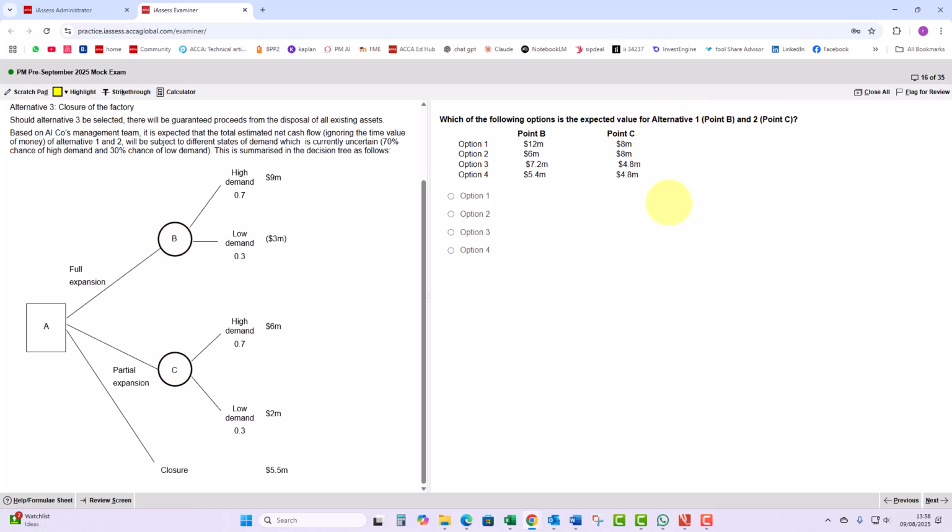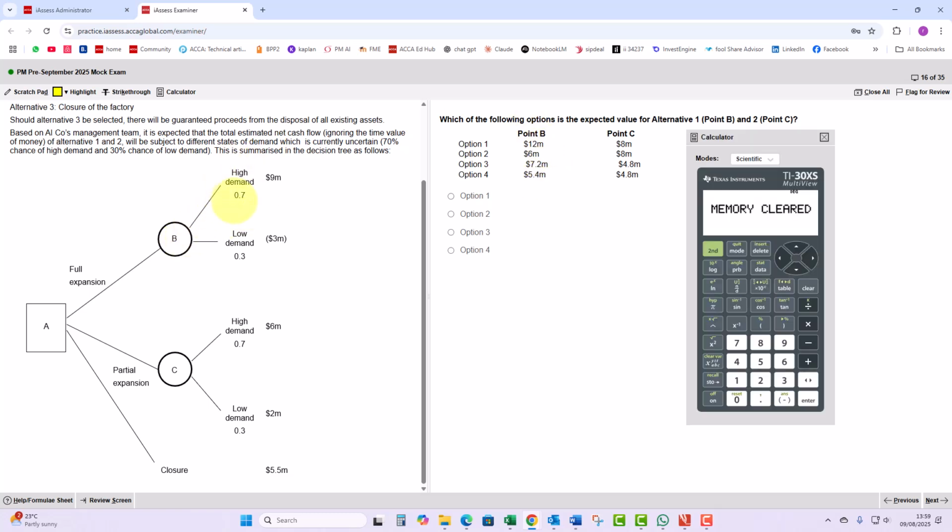I'd like to point out something that jumps out to me here. For point C, options 1 and 2 and options 3 and 4 have the same values, whereas for point B, they're all different. So if I just do the calculation for point B, then I should be able to answer the question fully. If I do the calculation for point C, I'm only going to eliminate 2 of the options and still have to do the point B calculation. This is a time pressured exam, so I'm going to be really efficient. I'm only going to do a point B calculation. So at point B, if there's high demand, that means a 70% chance of getting 9 million and a 30% chance of losing 3 million.